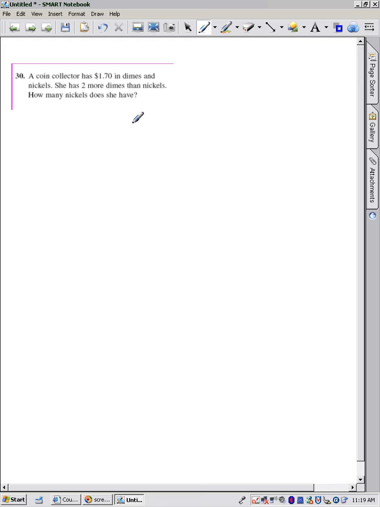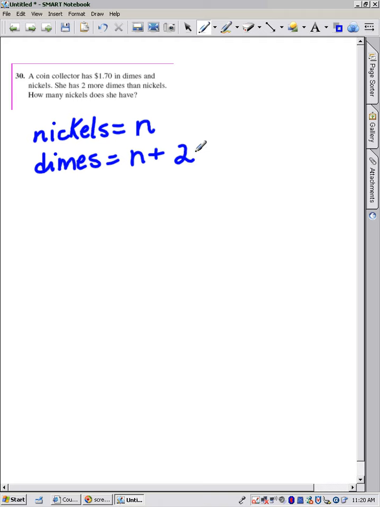So here we have a coin collector has $1.70 in dimes and nickels. She has 2 more dimes than nickels. How many nickels does she have? So we have to look at, first of all, what are our unknowns? Our unknowns are nickels and dimes. If we let nickels be n, the number of dimes is n plus 2, right? Because it says she has 2 more dimes than nickels.